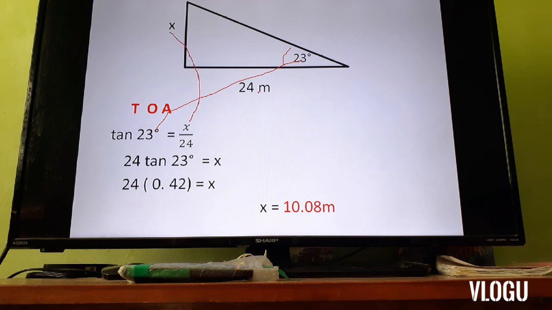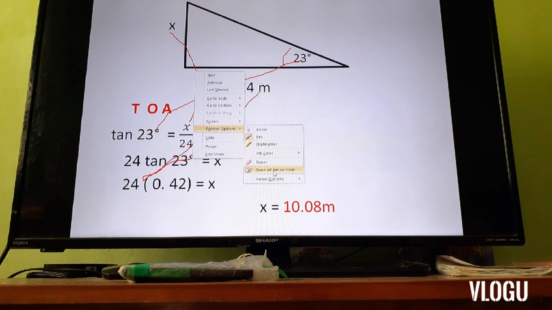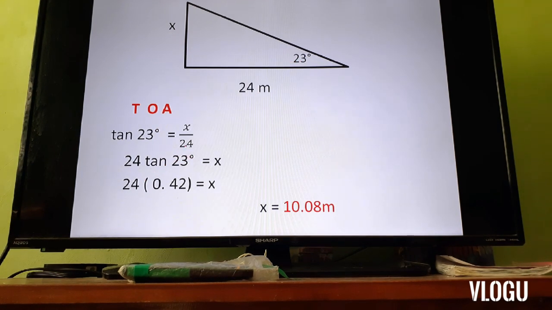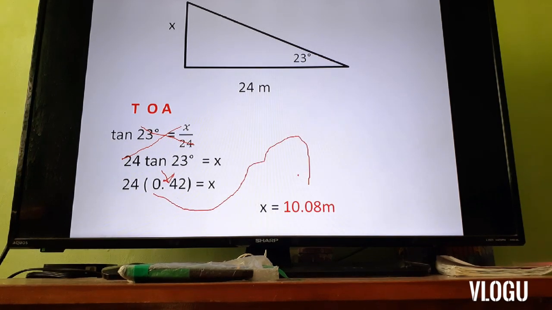So just substitute the given information, then multiply by cross product: 24 multiplied by tangent 23 degrees is equals to x. Find first the value of tangent 23 degrees, or in a calculator you can immediately multiply directly 24 times tangent 23 degrees, and that is equivalent to 10.08 meters as the value of our opposite side of this given figure.